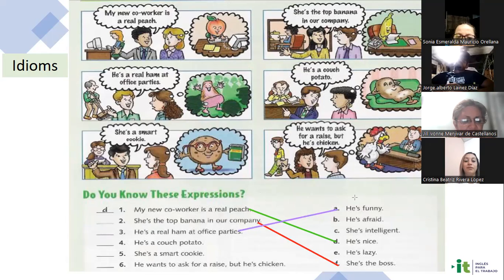Okay, so the real ham is that you are funny, right? Now, he's a couch potato. When people say that you are a couch potato, ¿qué se espera de una papa tirada en un sofá? Nothing, right? So, couch potato is that you are lazy. You are a couch potato. You're lazy, right? Okay? And then, she's a smart cookie. When you say that you are a smart cookie, you say that you are intelligent.